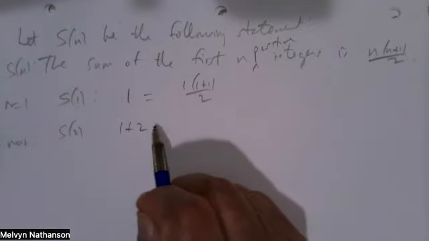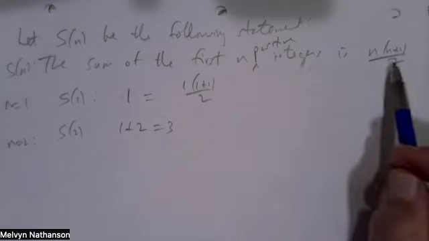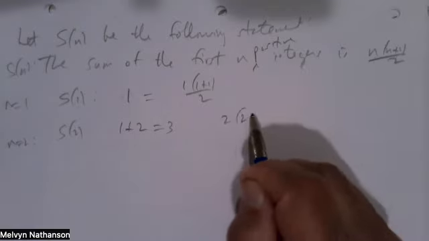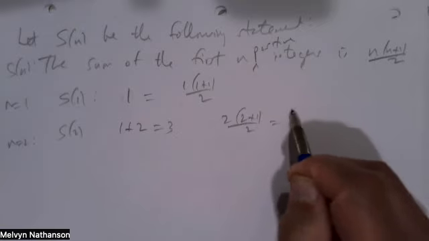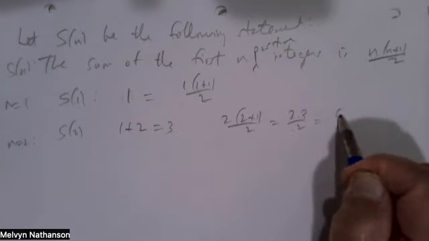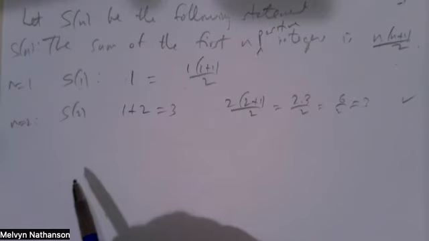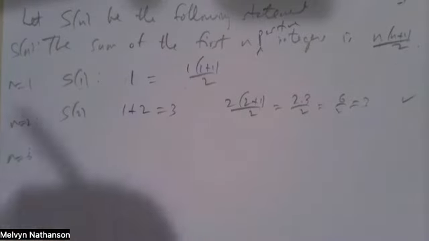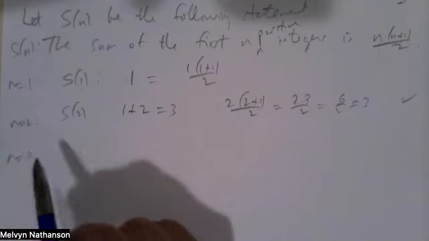So the sum of the first two integers is 1 plus 2, which is 3. When n is equal to 2, what is this? 2 times 2 plus 1 over 2 is 2 times 3 over 2 is 6 over 2 is 3. So this statement is correct for n equal 2. What about n equal 3? This is just to give you a feeling that the statement really is correct.